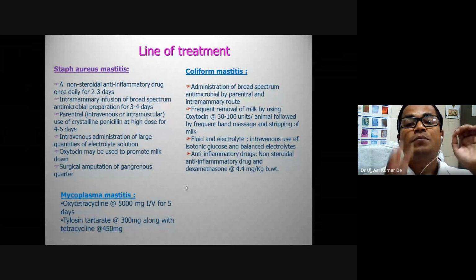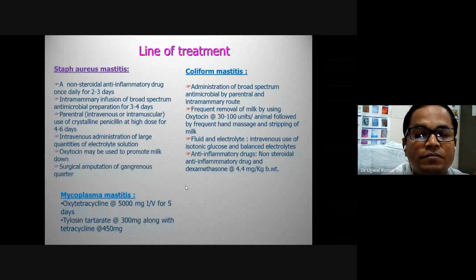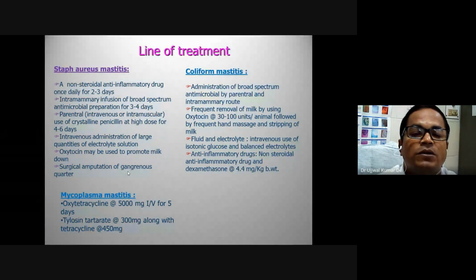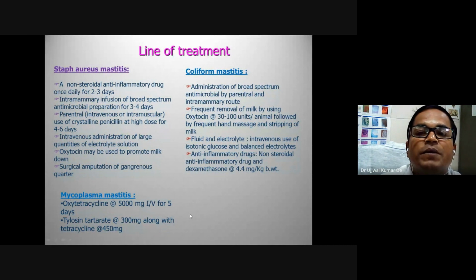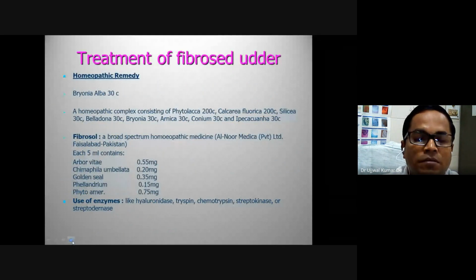That means in case of acute mastitis, only intramammary infusion of the antimicrobial will not solve the purpose. You have to give systemic as well as intramammary treatment. Apart from this, you have to provide some supportive therapy, multivitamin. Then only the mastitis will respond. Another is mycoplasma, so you can go for oxytetracycline. So based on the pathogen type, you have to choose the type of antibiotic.